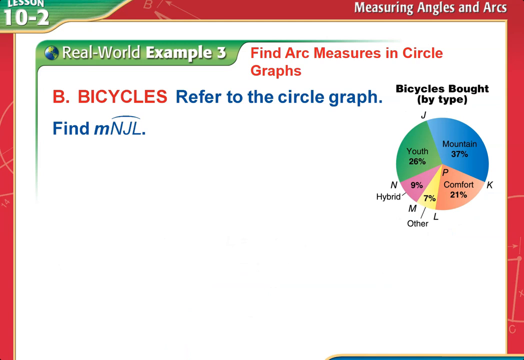Now we're also going to find the arc NJL. NJL starts here at N, goes around, includes the 26, the 37, 21, and stops there. So NJL is everything except for 16%. So it looks like it's going to be 84% of the entire degree measure of 360 degrees.